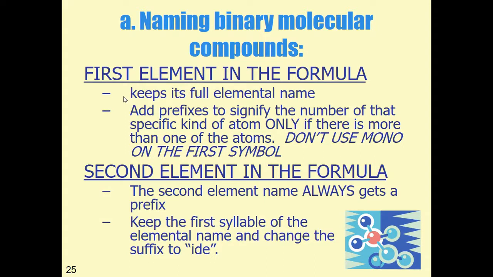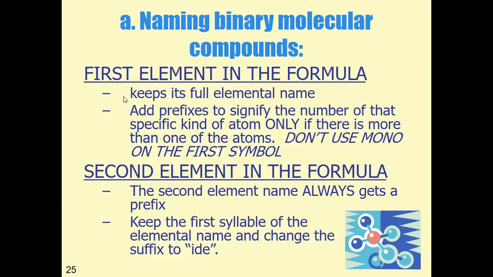Then we're going to see how many of those elements we have. So if we're looking at N2O, we have 2 of them. What is the prefix for 2? That is di. So we would say dinitrogen. So we're going to add prefixes to signify the number of a specific kind of atom we have, only if there's more than one of the atoms. In other words, we're only going to use prefixes di through deca. We will not use mono for the first element in the formula. Okay? So for N2O, it's dinitrogen. That's the first part of it.